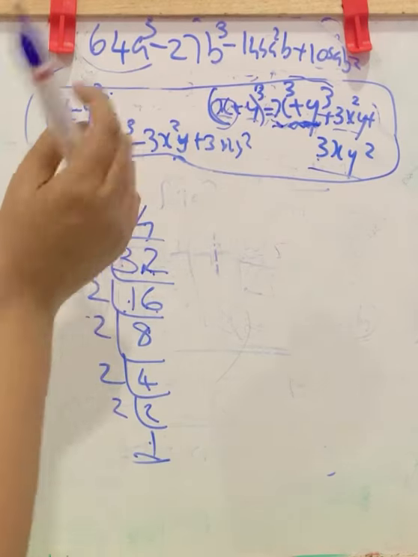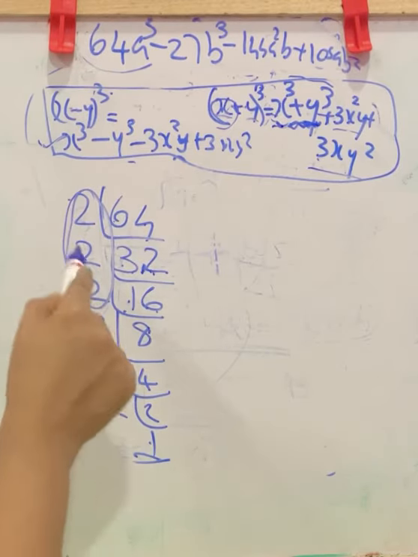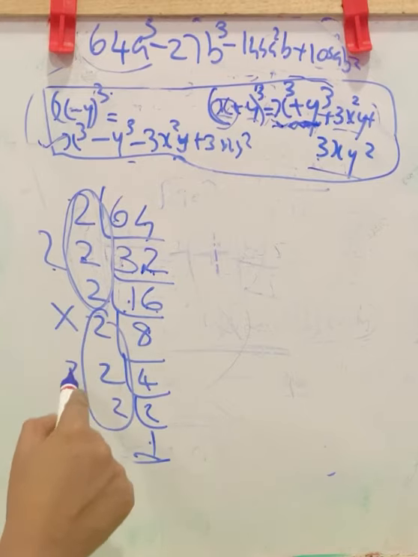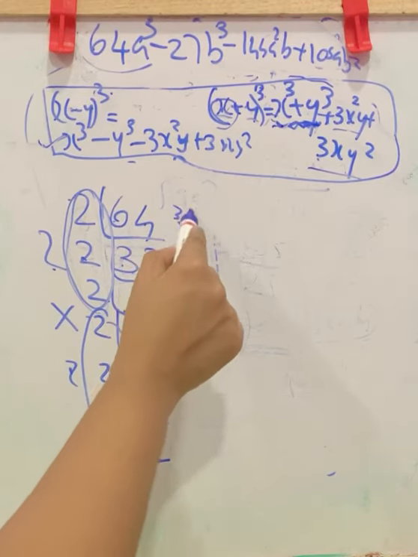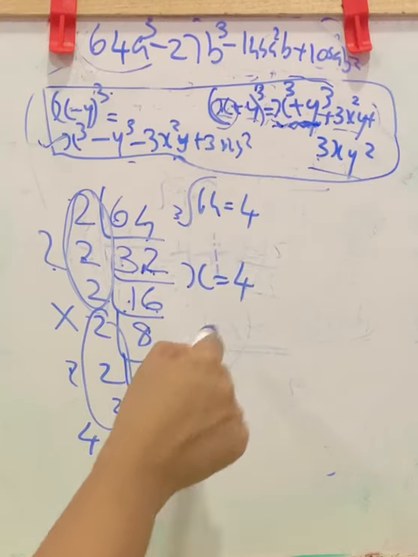Now pair 3 at a time. This is cube root, so pair 3. For this 3, you will take 1 2. For this 3, another 2. 2 into 2, that is 4. Cube root of 64 is 4. That is x is 4 here.